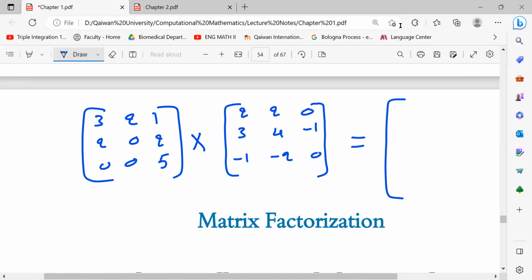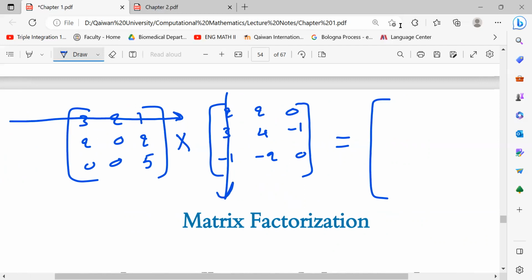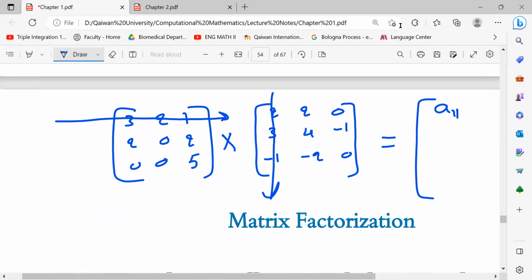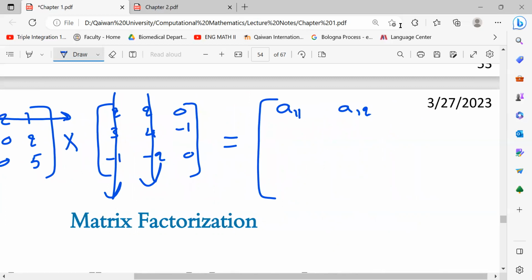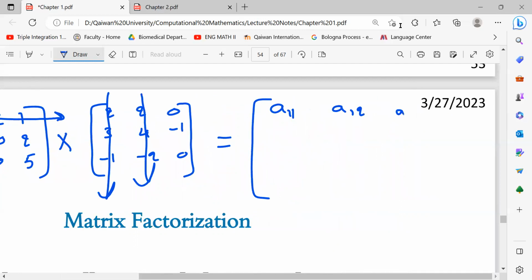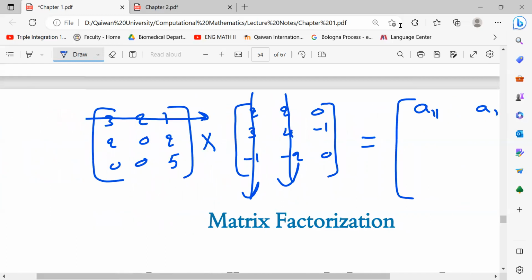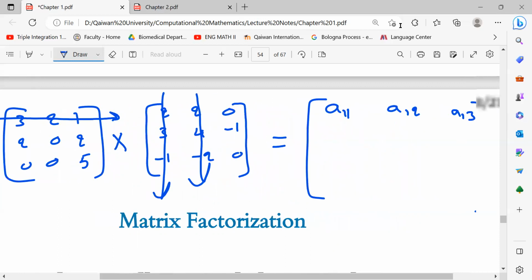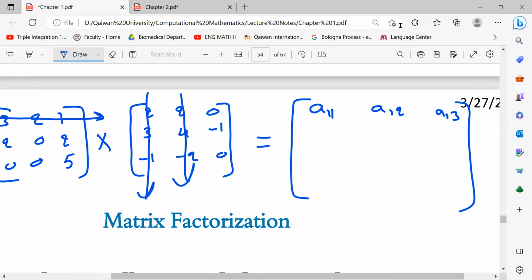Look, the multiplication of the first row with the first column gives this element, A1 1. Okay, it is first row and first column, so you get A1 1. And first row with the second column, we get A1 2. And then the first row by the third column, we get A1 3. And by multiplying the second row to the columns of the second matrix, we get the second row here. We get these elements, and then for the others.